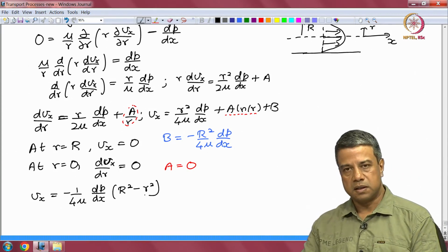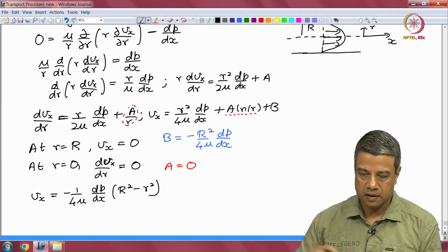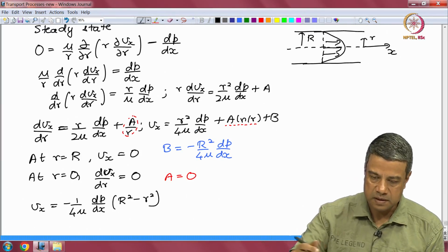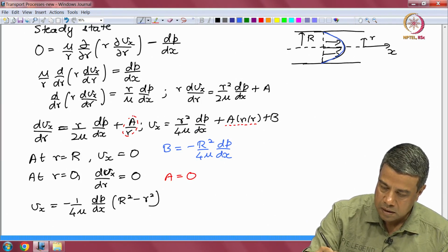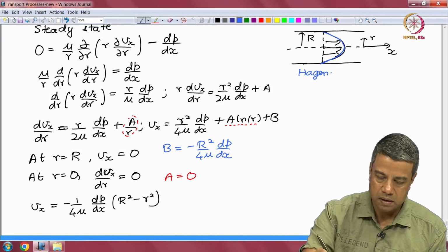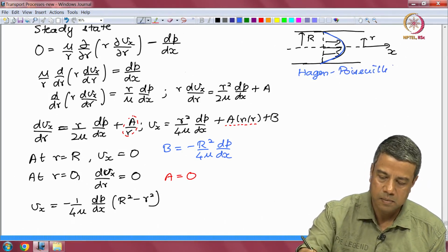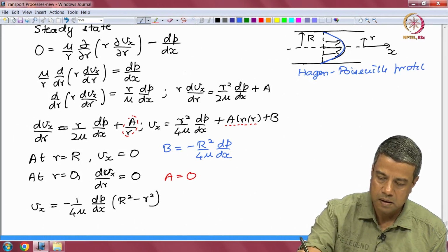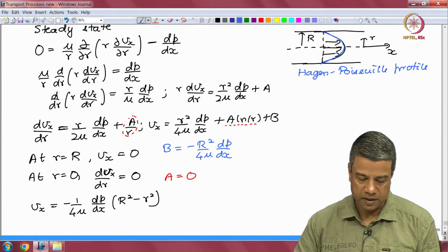R square minus r square, that is a parabolic velocity profile. The velocity profile is a parabola. It is called the Hagen-Poiseuille profile for the flow in a pipe. It is a parabolic velocity profile.